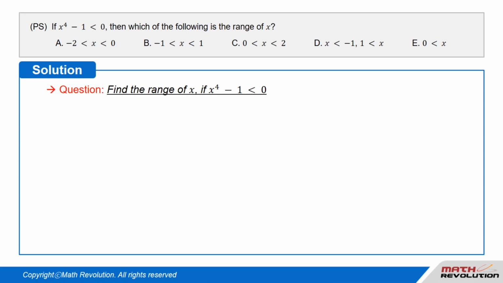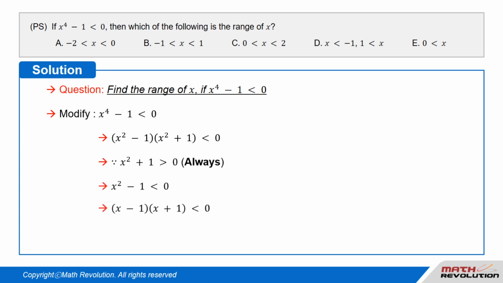We are required to find the range of x if x to the power of 4 minus 1 is smaller than 0. Let us modify it. x to the power of 4 minus 1 equals whole of x squared minus 1 times whole of x squared plus 1, which is smaller than 0. Here, x squared plus 1 is always greater than 0, so x squared minus 1 is smaller than 0.